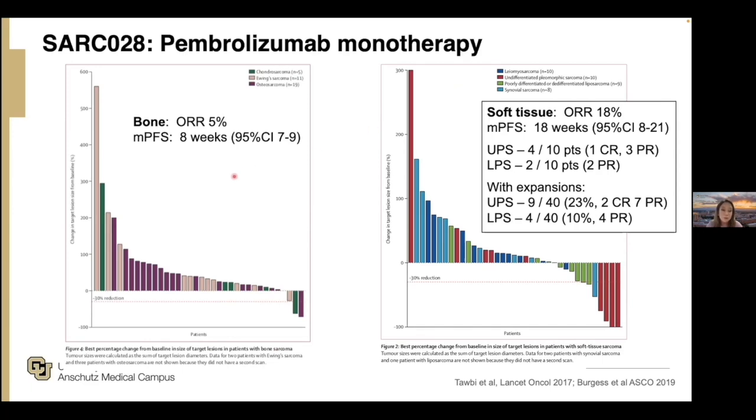So unfortunately for bone sarcomas, we didn't see much in the way of responses. The response rate was only 5%. There's problems with measuring bone tumors in general. They often don't shrink, but still there were definitely patients not doing well with therapy.